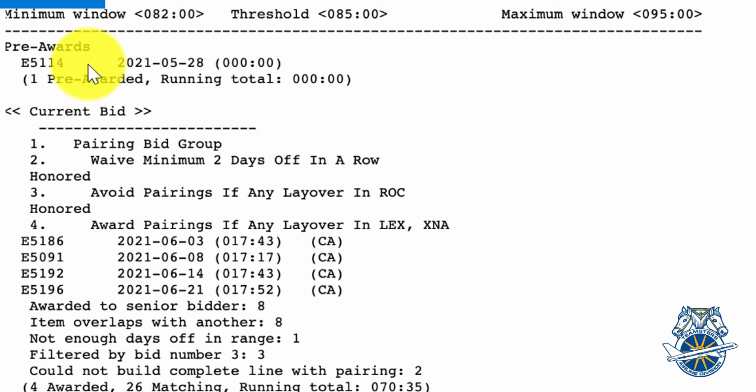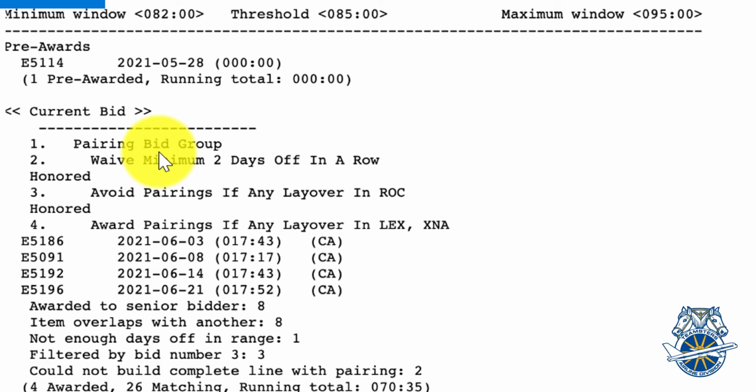So kind of moving down from there, we have our pre-awards. So this captain had, looks like, a reserve day that carried over into the June month, so that's why we see the zeros here. And then we come down to his current bid group. So his current bid group, his bid group number 1, we can see there's a whole bunch of information here.